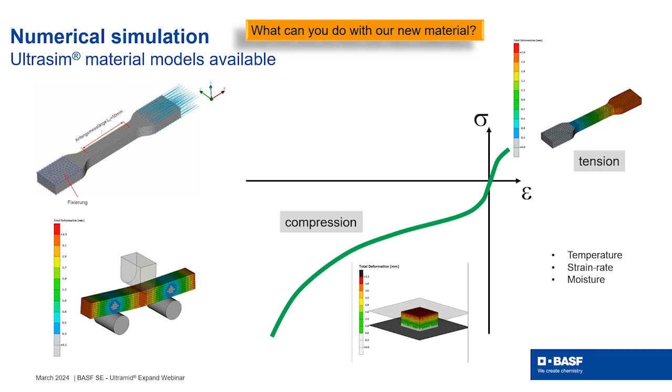Simulation always means that you need to characterize the material. And here you see the tests that we have done. You see bending tests, tensile tests, compression tests, and we have derived the stress-strain curve, and we have also characterized that. And our Ultrasim material model, which we use for those materials, also for injection molded materials. We also have the material models ready for the Ultramid Expand foam.